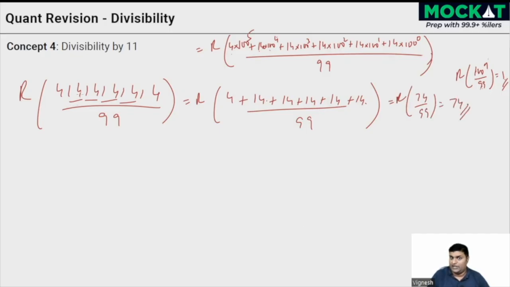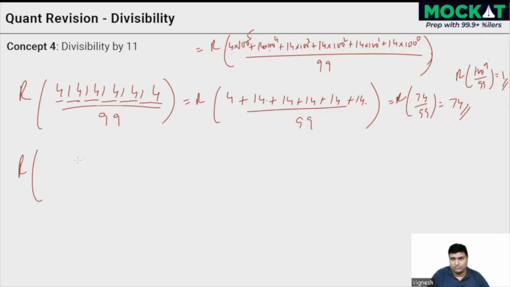Now, how do we do this very quickly going forward? When your divisor is 99, remember, 2 digits at a time, you can take up and add them up. That's it. Sum of 2 digits at a time from the rightmost end. 14 plus 14 plus 14 plus 14 plus 14, 70, 74. 74 by 99, the answer is 74. Don't need to do all of this.